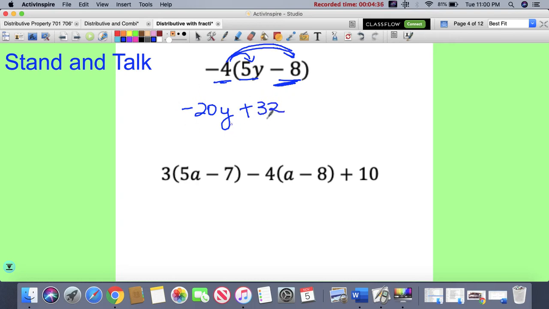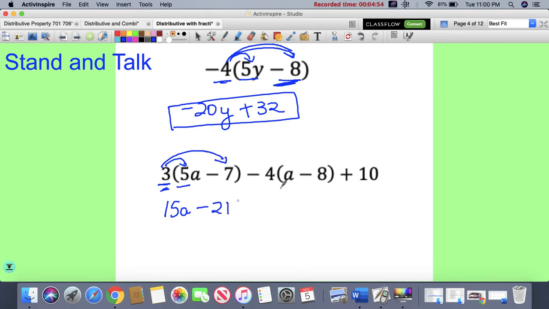Can I do anything else with these two terms? Can I combine them? No, I can't. So this is my final answer. Bottom one, it's a positive times a positive. So 3 times 5 is 15a. It's a positive times a negative. So it's going to be negative, and 3 times 7 is 21.